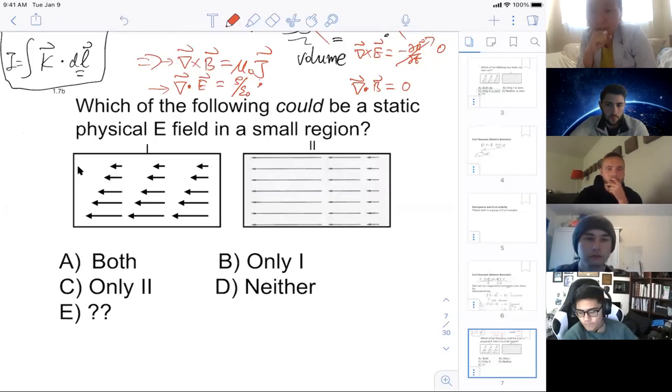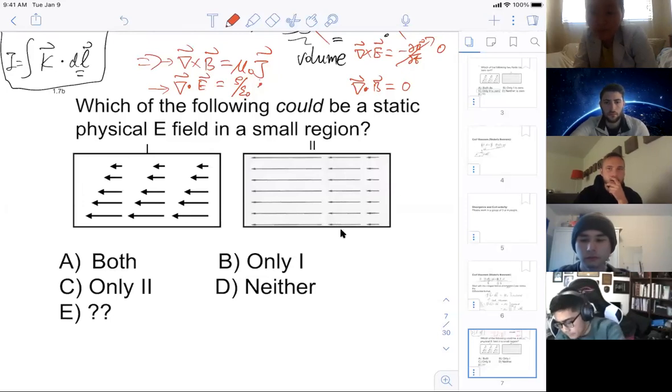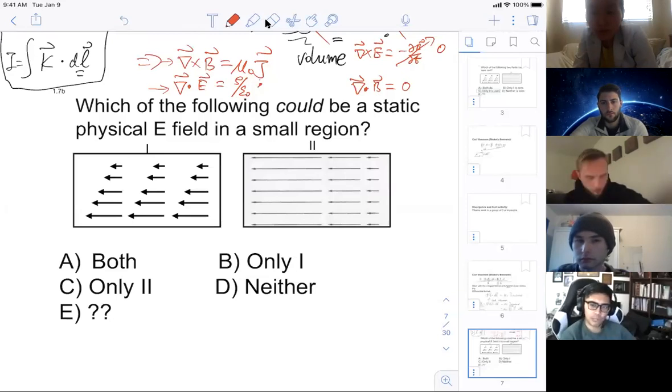Okay, so we got 43 out of 46 votes. Just a few more seconds. Let us finish the voting. Okay, so I'm going to go ahead and close the poll now. And let's take a look at our results together.